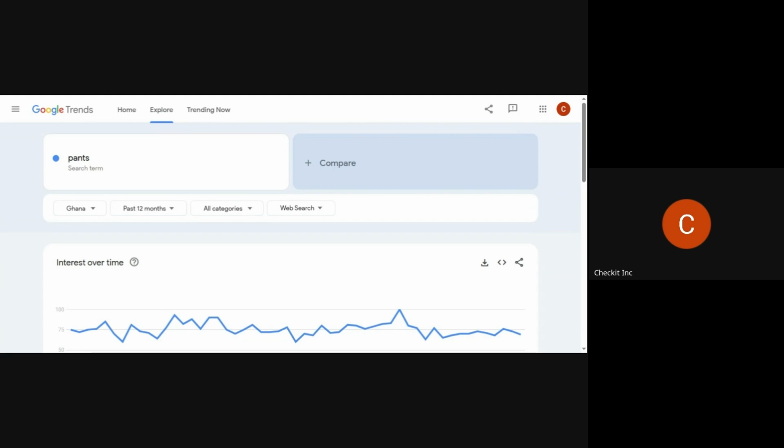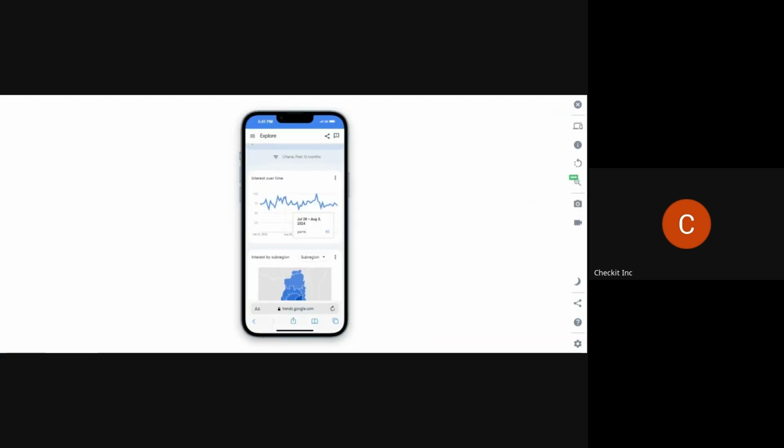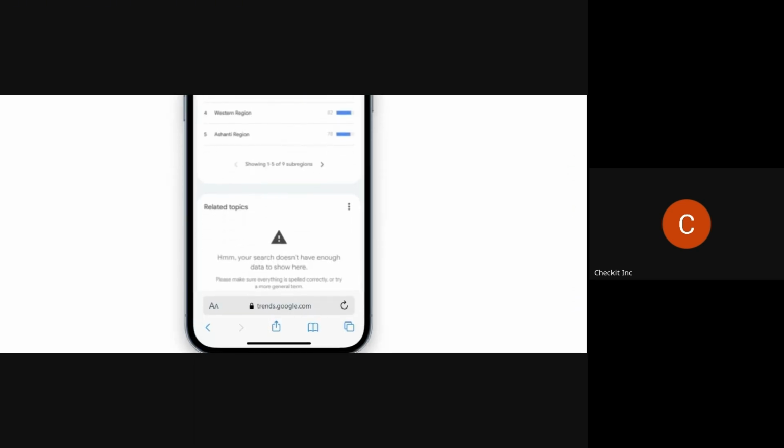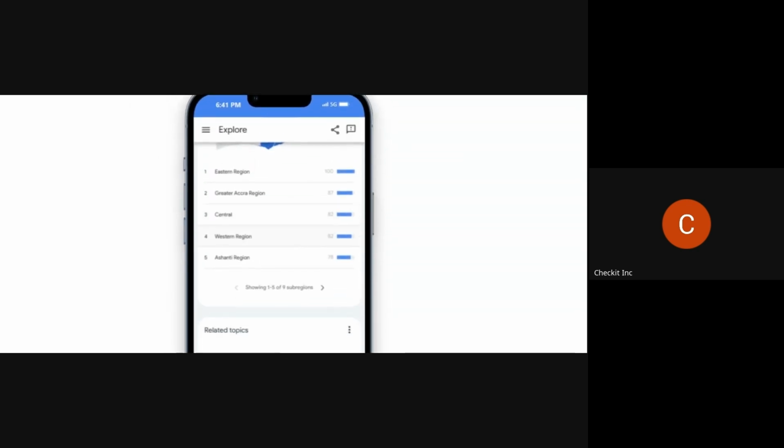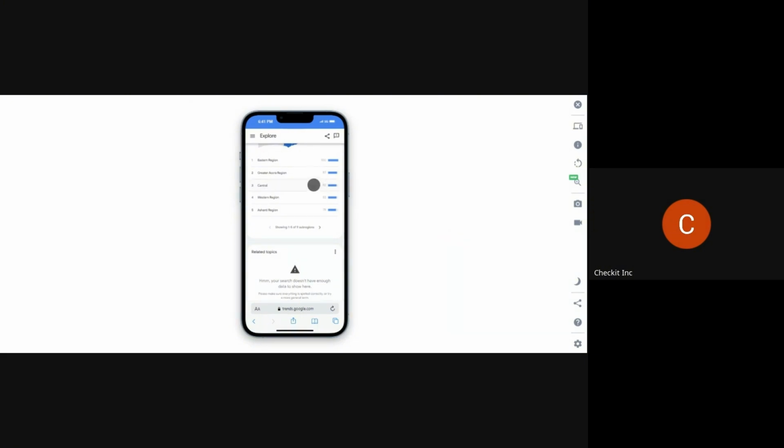So I will show you what it looks like on mobile. This is how it looks on mobile. It's just that on desktop it is very bold. You can see it very clearly. Let me zoom in. You can see here it's saying that your search doesn't have enough data to show here, meaning that there's not enough data on this particular thing that we are searching for. All right. So this is what it looks like.